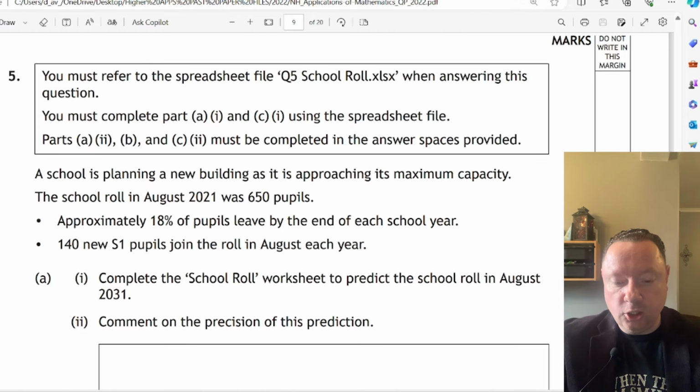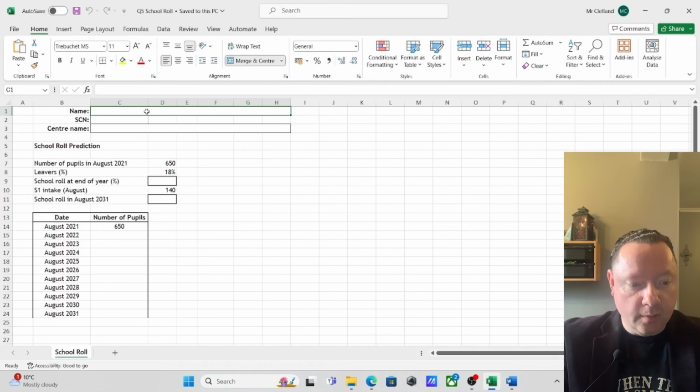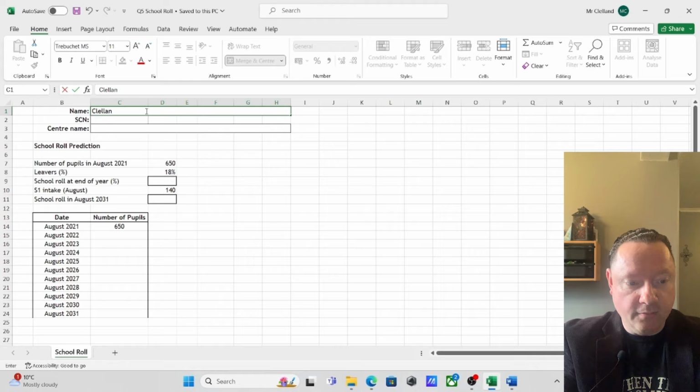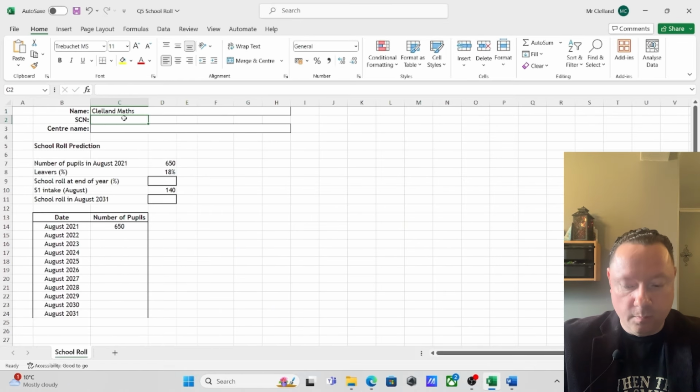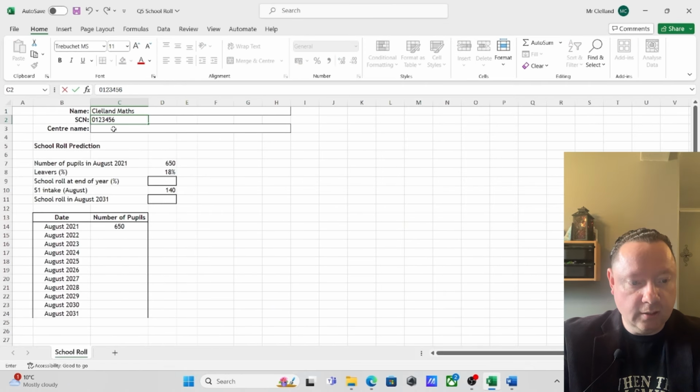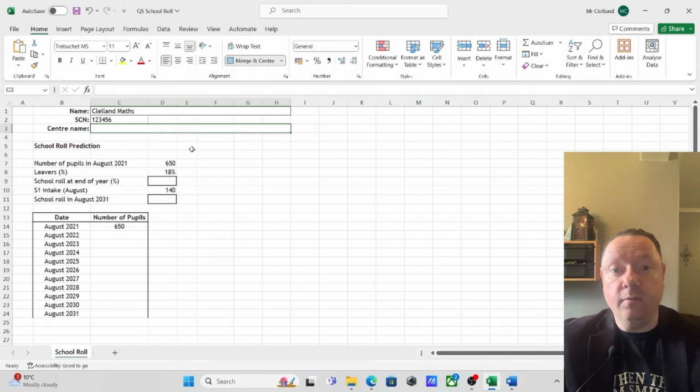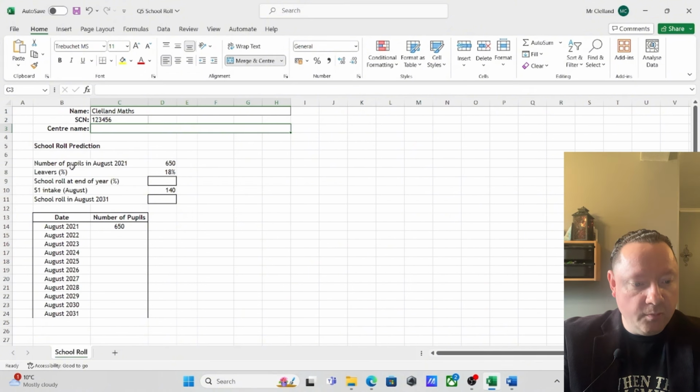So let's go into the spreadsheet. So you just put your dummy name in here, so Clelland Maths, of course. Secure candidate number 0123456. Set a name is set a name, whatever you form. Right, let's go. The number of pupils in August 2021 is 650.